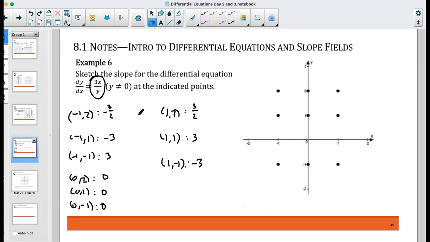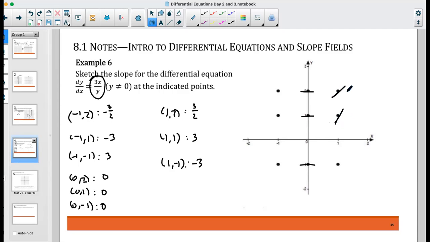So for example, the zeros should all be horizontal. 0, 2 is horizontal, 0, 1 is horizontal, and 0, -1 is horizontal. These should all be horizontal, as you can draw. And then you just want to make sure that a slope of 3 is steeper than a slope of 3/2. So just make sure that the 3/2 one is not as steep as this. So at 1, 1, it should be pretty steep. Like that, maybe like a slope of 3, and then 3/2 should just be less steep than that.